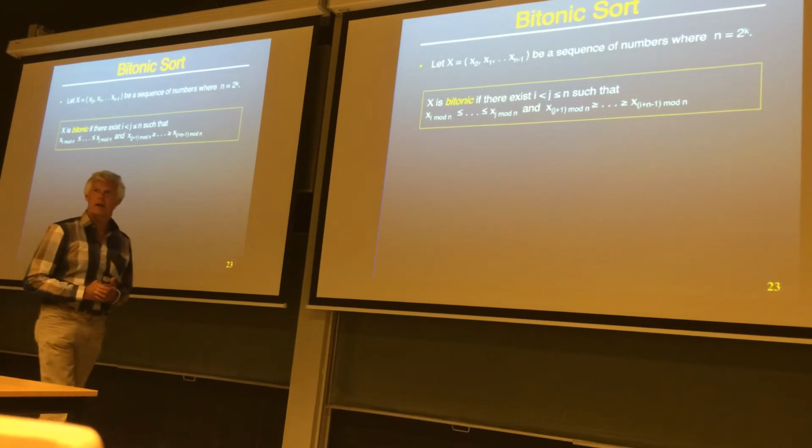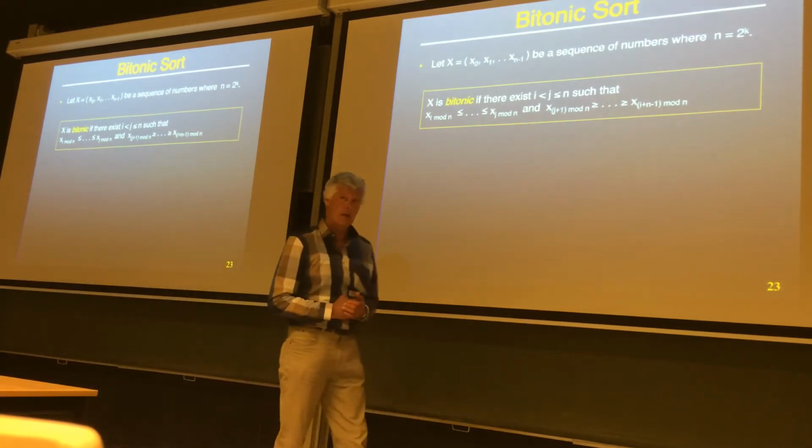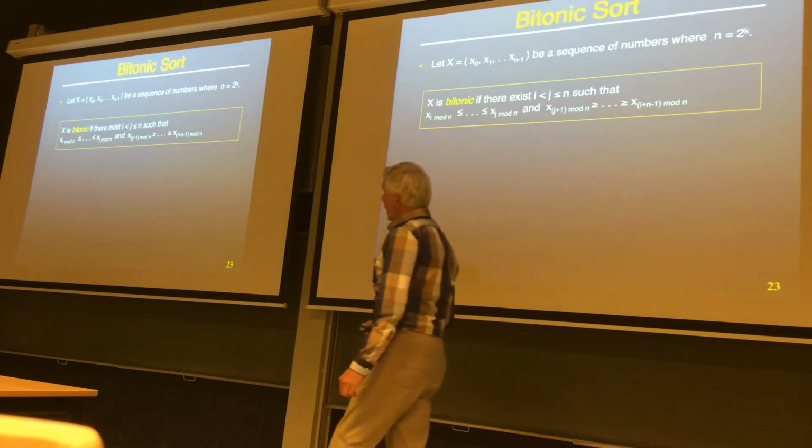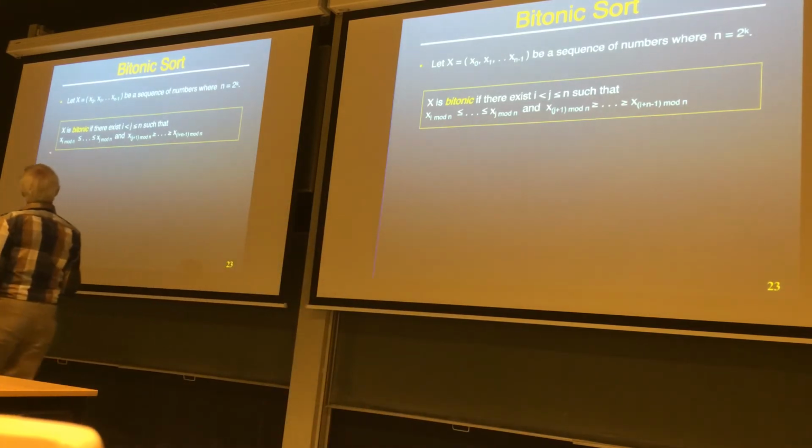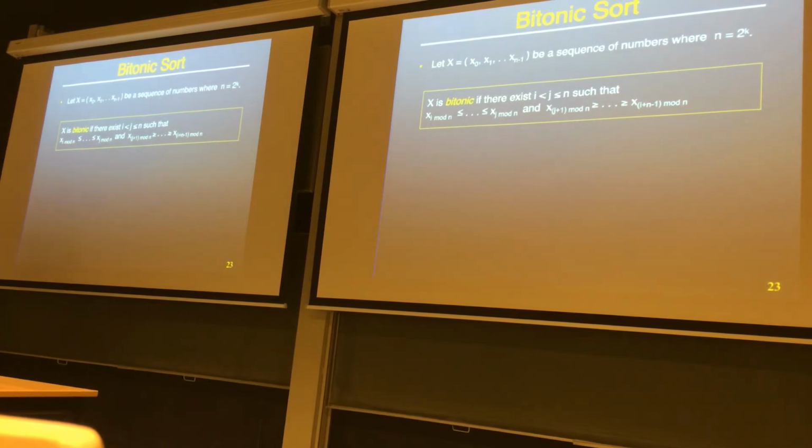If you are able to point out two numbers i and j, where i is less than j, such that i is the starting point of an increasing part of the sequence until j, and j is the starting point of a decreasing part in the sequence, and since we have here a mod n function, it is allowed to pass beyond the end of the sequence and return to the beginning of the sequence. If that's the case, then we say that x is bitonic.